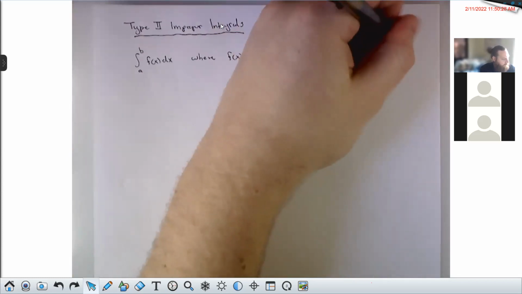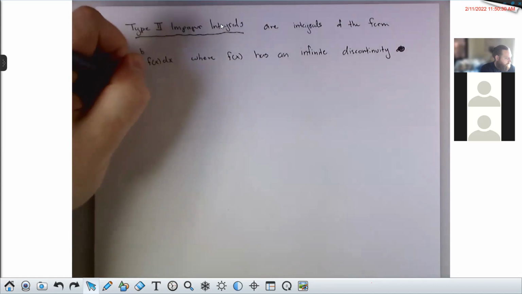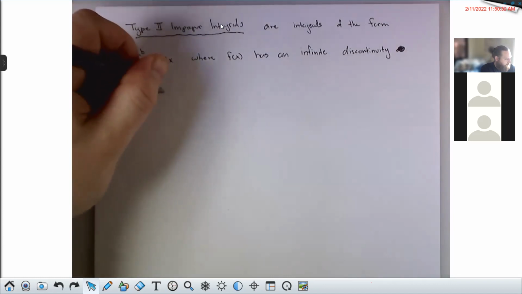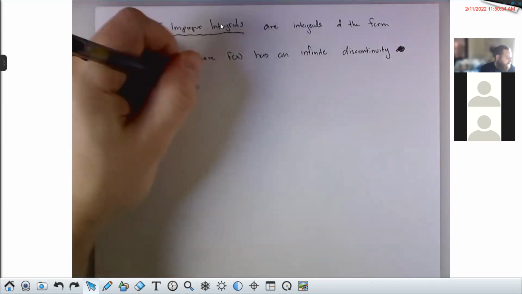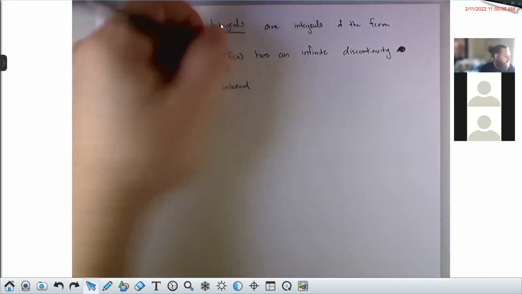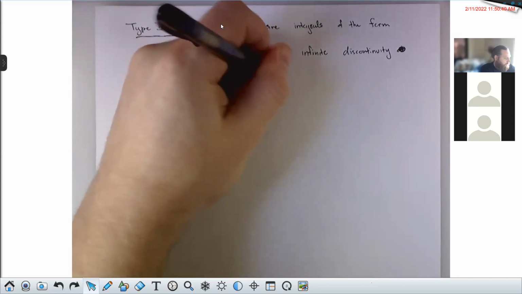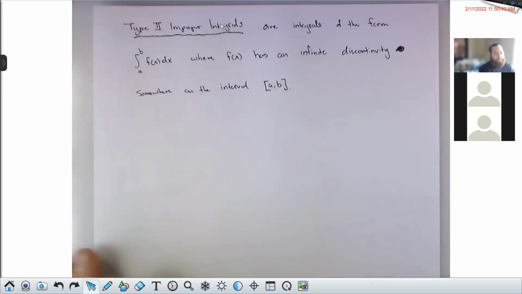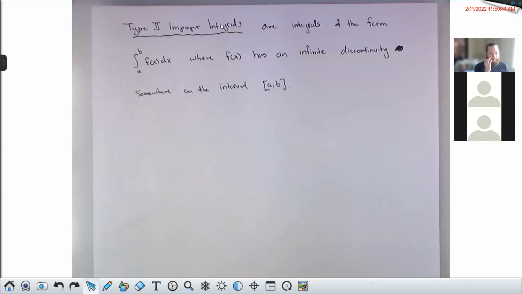So I can say it differently: somewhere on the interval a to b, closed interval a to b. And the way we handle these is by splitting them up to make that infinite discontinuity at the end point.